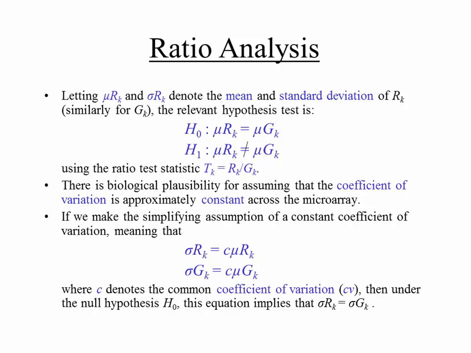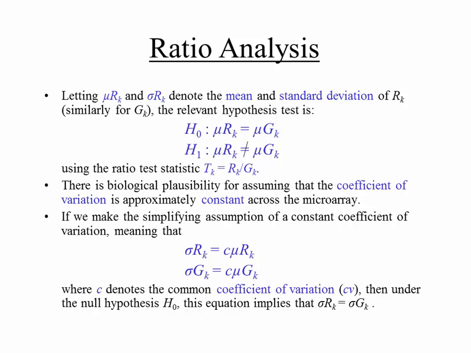You have the null hypothesis H0, which says that the mean of red at the kth spot is the same as the mean of green at the kth spot. That's one hypothesis, which means that at the kth spot there's no differential expression. And the alternative hypothesis is that the two means are different. Here you can have two cases, one mean greater than the other, and vice versa, but let's not talk about that right now.